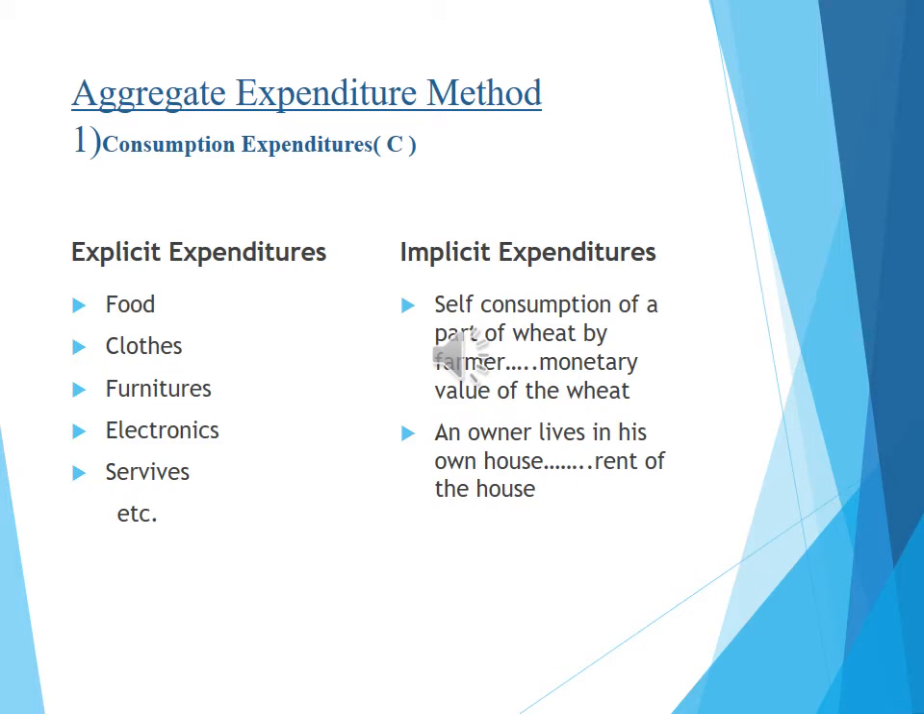In the same way, another example: an owner of a house lives in his own house, so the rent of the house must be included, because if he does not live in his own house and he rents it out, then he automatically earns the rent of the house.